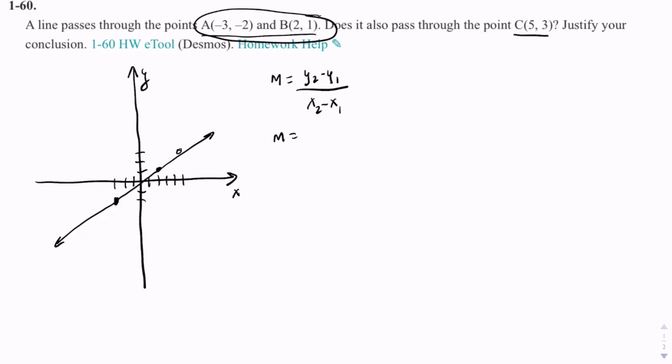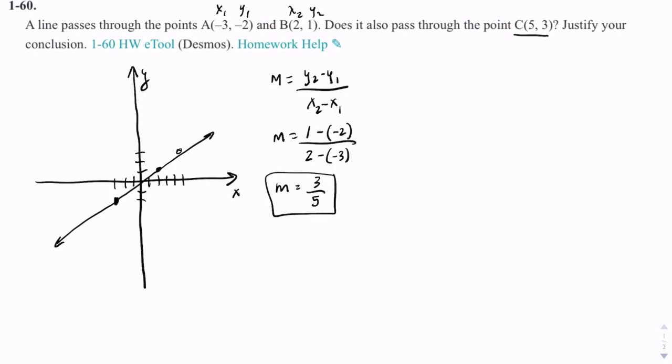So the slope, right? This is x1, y1, x2, y2. So y2 is 1 minus -2 over x2, which is 2 minus -3. So the slope comes out to be 1 minus -2, that's 1 plus 2, 3 over 2 minus -3, that's 2 plus 3, 3/5. Okay, now the slope is 3/5 between these 2 points.